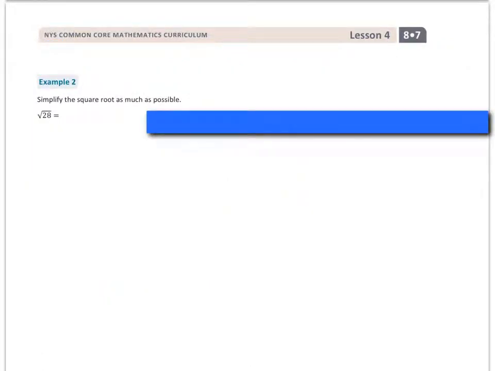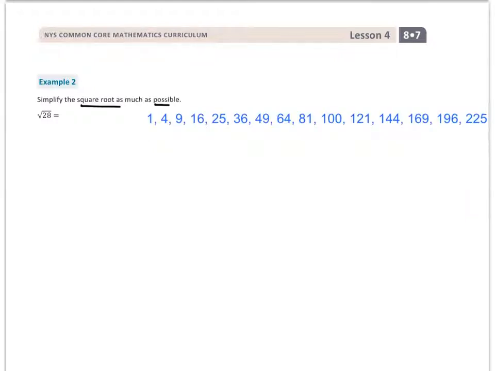Let's take a look at example 2. Same thing, you want to simplify the square root as much as possible. So I have the square root of 28. Again, I have my list of perfect squares here. 28 would be between 25 and 36. So I've got to find the largest perfect square that divides evenly into 28. You can't do 28 divided by 25. 28 divided by 16, let me check that in my calculator. Nope, you get a decimal. 28 divided by 9, nope, that doesn't work. Oh, it's got to be 4.